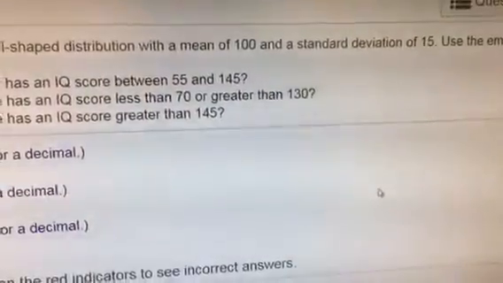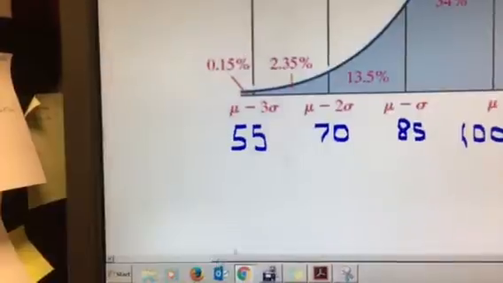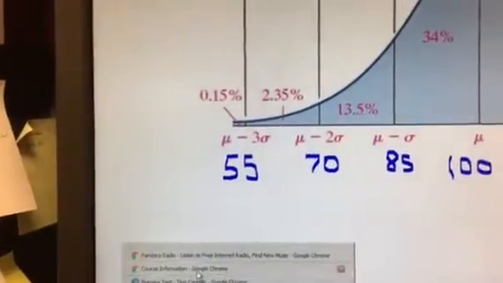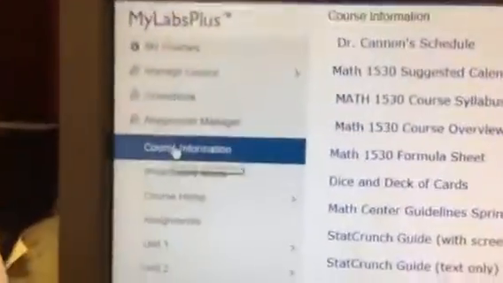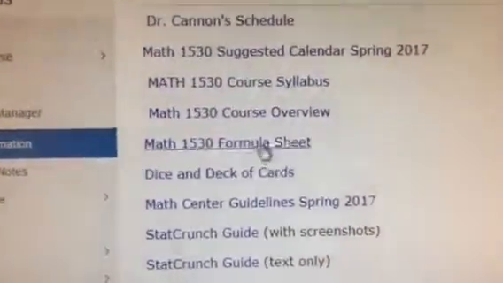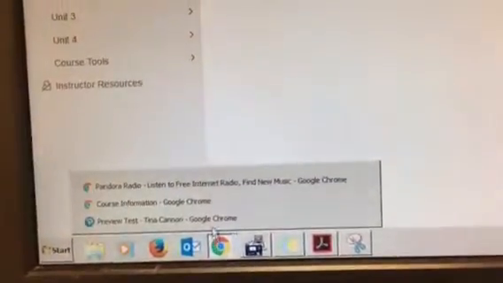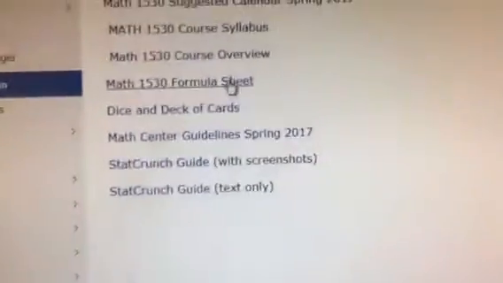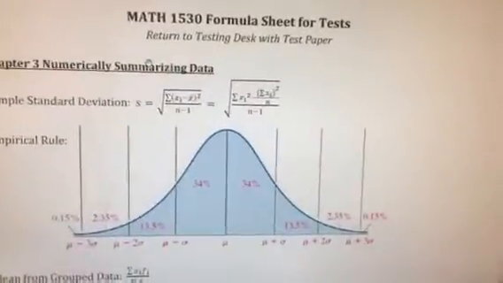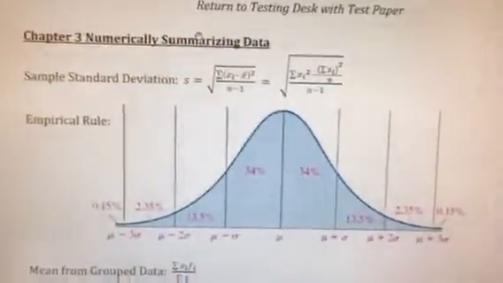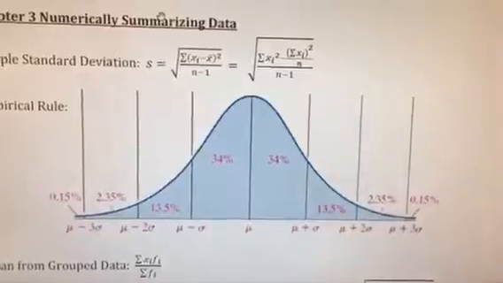Well, in your course information, let me see if I can find this. Under course information, notice that's located right here. There's a thing that says formula sheet, and when you pull up the formula sheet, it looks like this. The very first thing it gives you is the empirical rule, and it gives you all the percentages.